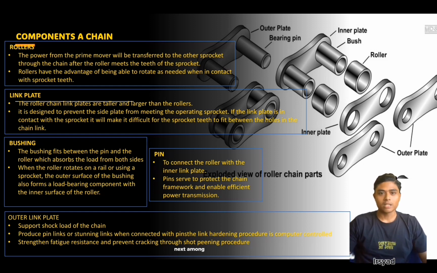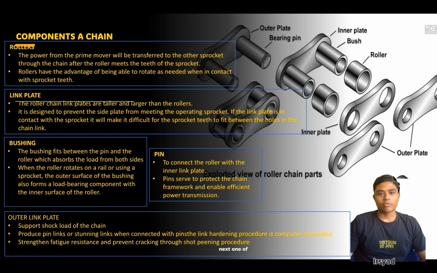Next, among other components found on the chain is the link plate. The roller chain link plates are higher and larger than the rollers. It is deliberately designed in such a way as to prevent the side plate from coming into contact with the sprocket during operation. If the link plate contacts the sprocket, it will make it difficult for the sprocket teeth to fit between the holes in the chain link and will also cause the chain to fail.